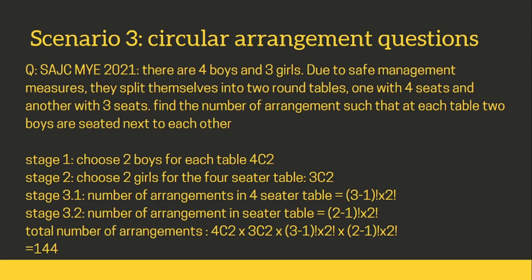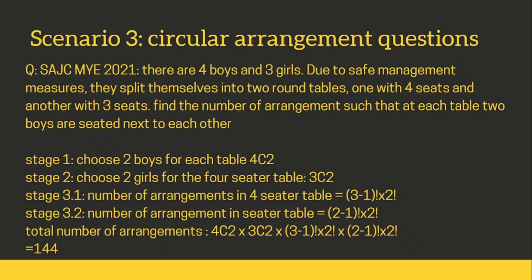So 4 boys choose 2. Then, when you choose 2 boys for the first table, the second table will have the remaining 2. Then next, for stage 2, we choose 2 girls for the 4-seater table. So 3 choose 2, then subsequently the other girl will be in the other table.